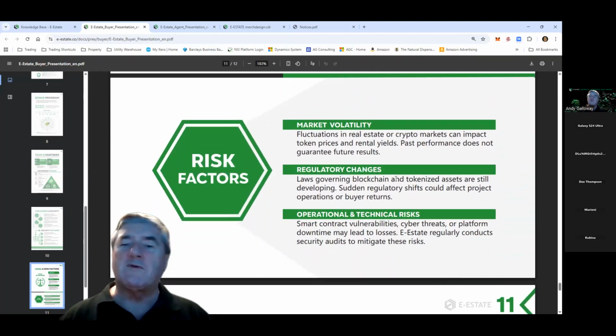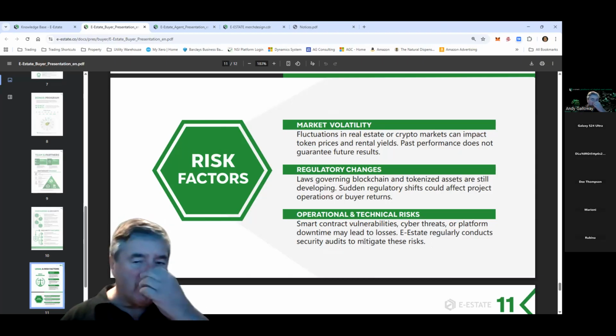So another risk, some of the risk factors are market volatility. So real estate, I'm sure you know, real estate can go up in price, down in price. So as that happens, then our token varies in value, not based on that property, but between properties, the tokens may have a different value. Past performance doesn't guarantee future results. That's an important thing to note. Laws governing blockchain and tokenized assets are still developing, so there may be some regulations coming down the pipe in the future. And operational and technical risks.